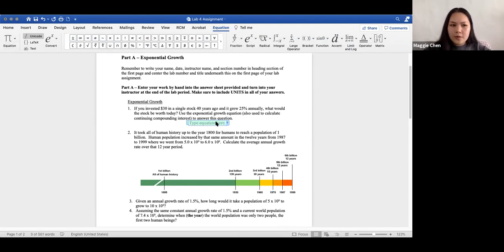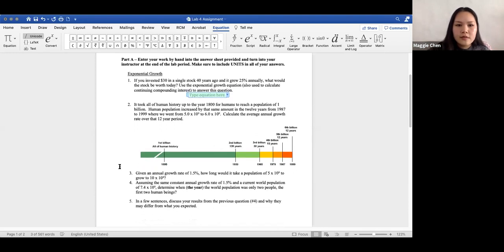But if you're not comfortable using the equation function in Word doc, you can just write out all of your work on a piece of paper, and then take a picture of your work and submit it on Canvas like that. So you can either do your work on your Word doc by typing it in, or you can just write it on a piece of paper off to the side and then submit it that way. For part A, you'll be doing these 5 questions within your group.